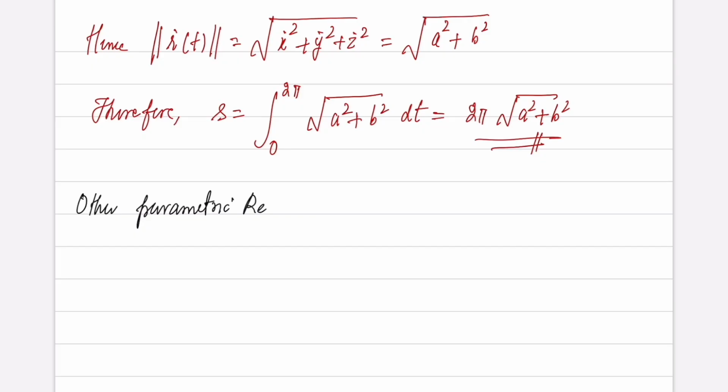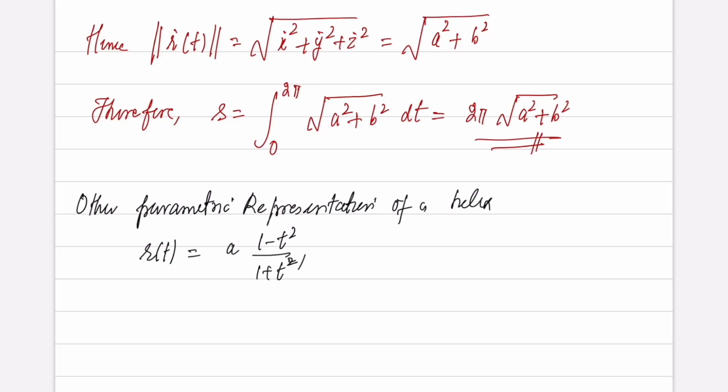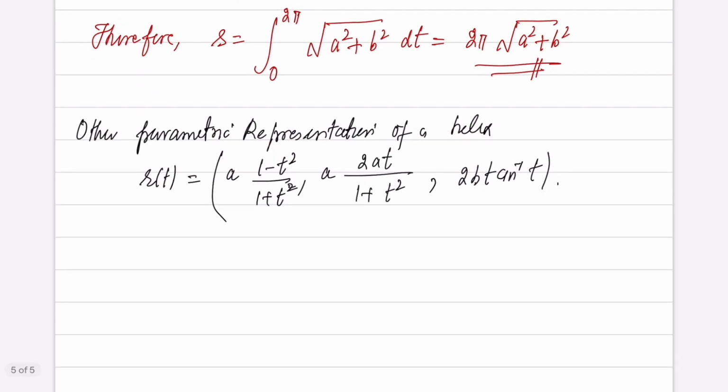The helix also has another representation. We can write down the helix in this way also. r of t is equal to a into (1 minus t squared) divided by (1 plus t squared). The second coordinate is a into 2t divided by (1 plus t squared), and the third coordinate is 2b tan inverse t. So this representation is also a helix, and in fact we can also express our helix as the intersection of two surfaces. Now the circular helix as intersection of two surfaces.